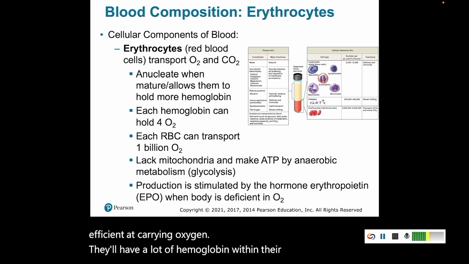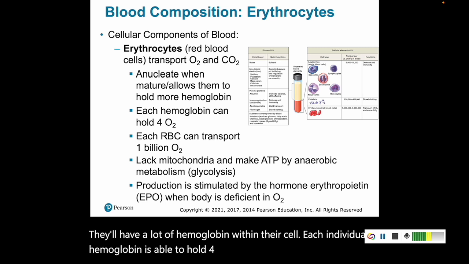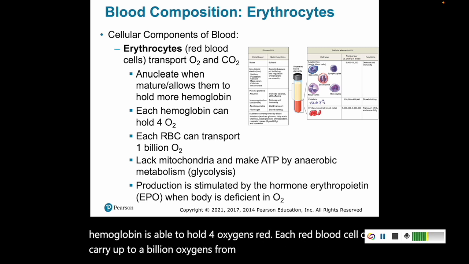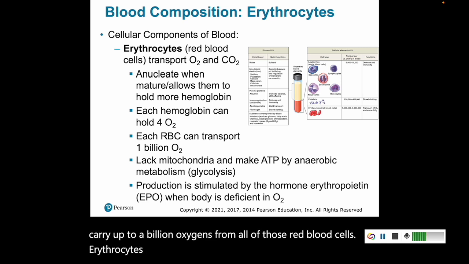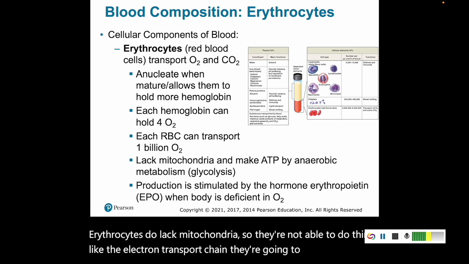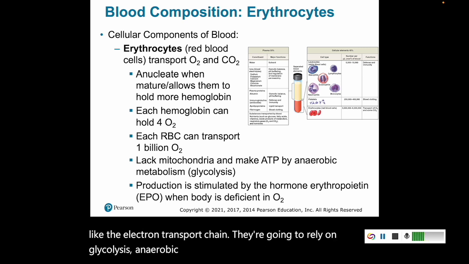Each individual hemoglobin is able to hold 4 oxygens. Each red blood cell can carry up to 1 billion oxygens from all of those red blood cells. Erythrocytes do lack mitochondria, so they're not able to do things like the electron transport chain. They're going to rely on glycolysis, anaerobic metabolism, to make ATP.